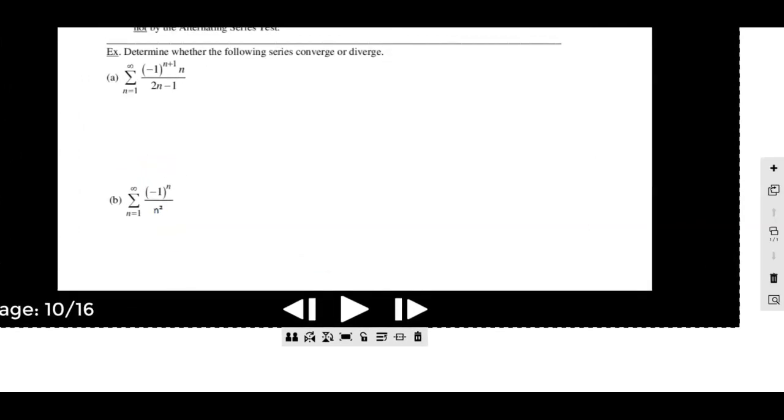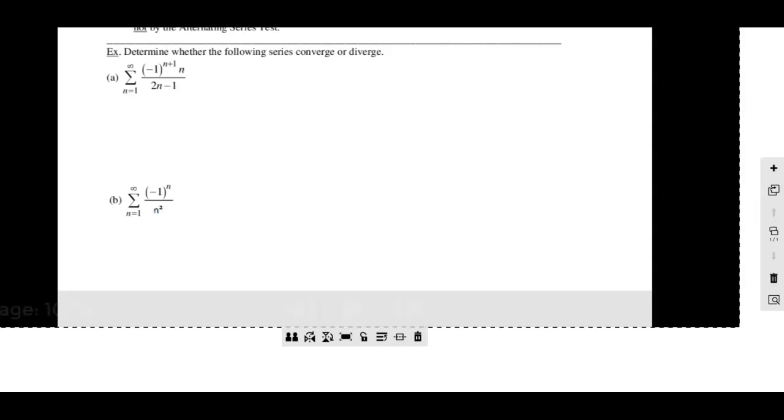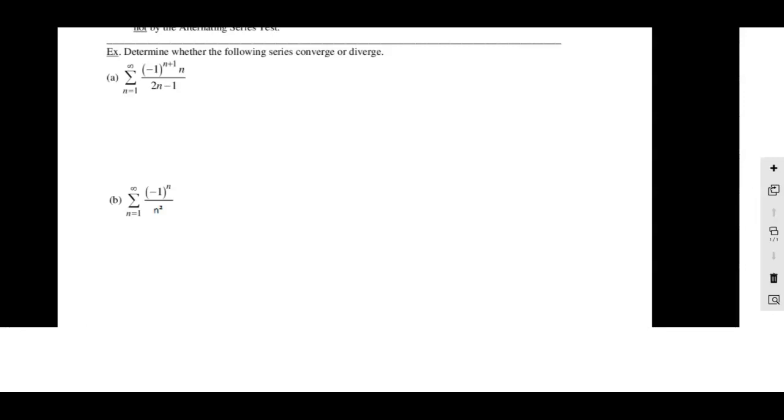All right, so let's go through some of these examples. These are going to be pretty quick, pretty easy questions, and then we'll get into absolute versus conditional convergence, and then the error bound also. Here we go. First example. It says, determine whether the following series converge or diverge. Part A. Here we go.